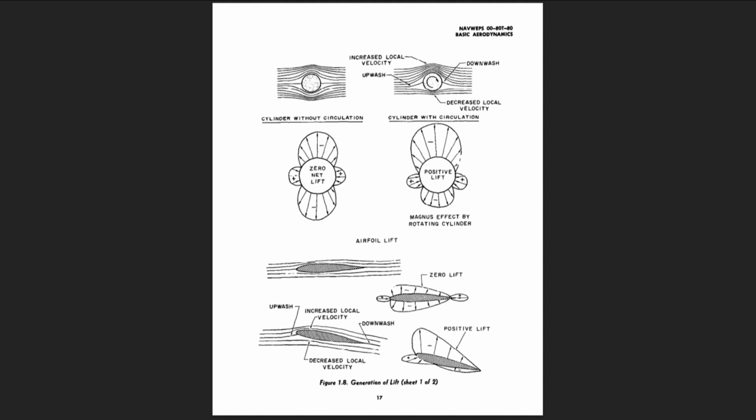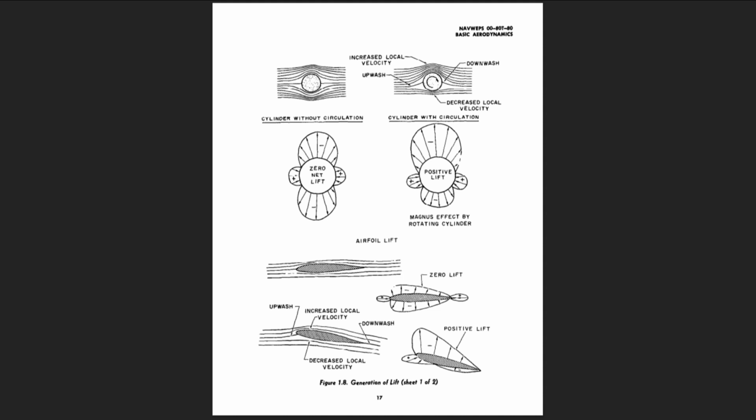The velocities due to the vortex of circulatory flow cause increased local velocity on the upper surface of the cylinder and decreased local velocity on the lower surface of the cylinder. Also, the circulatory flow produces an upwash immediately ahead and downwash immediately behind the cylinder, and both fore and aft stagnation points are lowered.